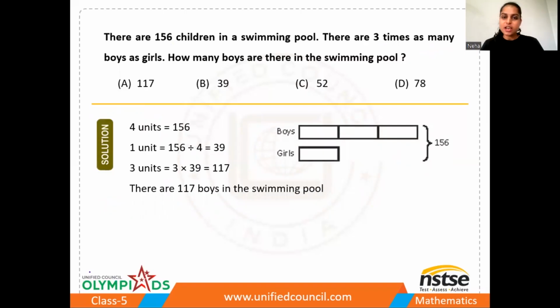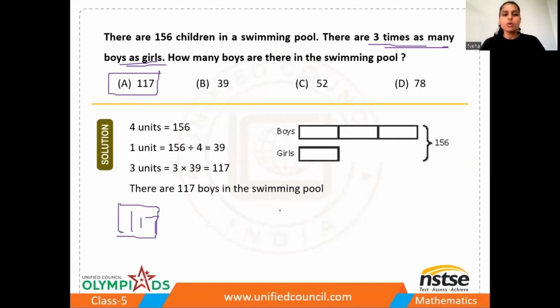Perfect. Now let's move to the next question. Basically, in this question you can also go with the options. The question is saying that there are 3 times as many boys as girls. So let's suppose there are 117 boys. Just go with option 1 first. Let's suppose I have 117 boys with me.